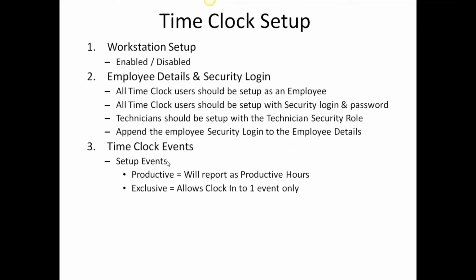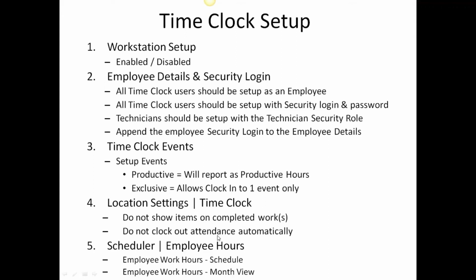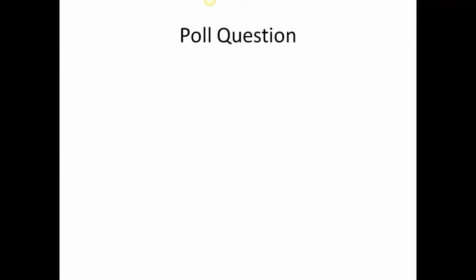Time clock events, you can set up your own events. Productive will report as productive hours. Exclusive allows only one clock-in event. Location settings do not show completed items on completed work orders, and do not clock out attendees. And the last item is under the scheduler employee hours. You have the ability to enter the schedule, and there is a monthly view down on the bottom, which I didn't show you, but I'm sure you will all be taking a look at that very soon. Okay, so there's our setup. These things are very important in order to getting the time clock working properly.